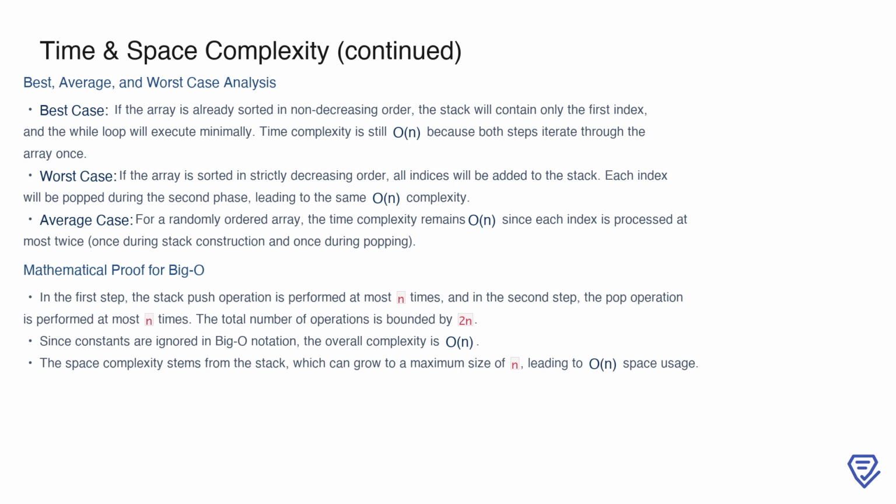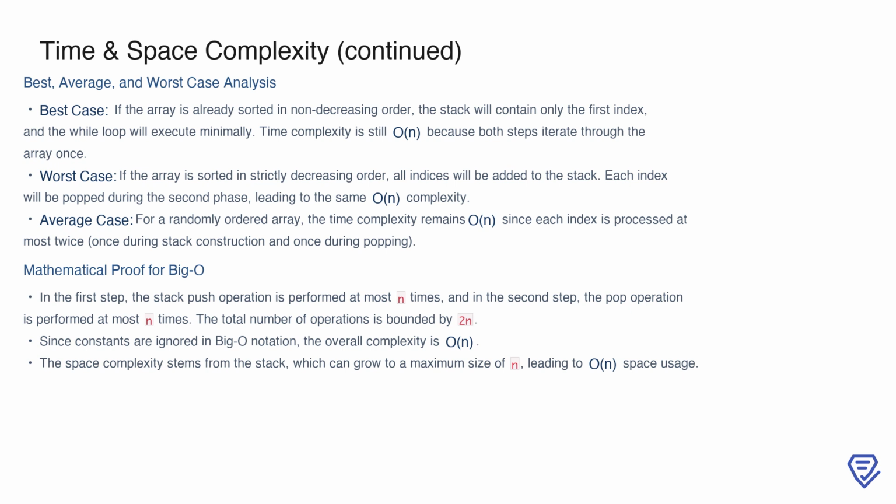Finally, let's analyze the best, worst, and average cases for this solution. In the best case, where the array is already sorted in non-decreasing order, the stack will only contain the first index, and the while loop will execute minimally. Despite this, the time complexity remains O(n), since both steps still require iterating through the array. In the worst case, where the array is strictly decreasing, all indices will be added to the stack during the first phase, and each index will be popped during the second phase. Even here, the time complexity is O(n).